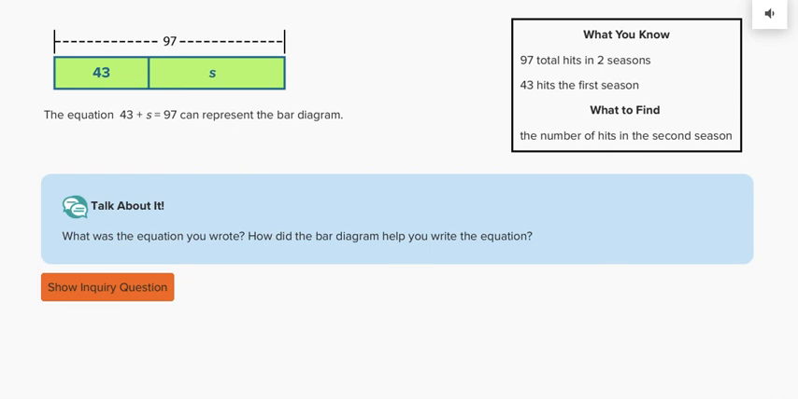Excellent. We can say that the bar diagram represents the equation 43 plus S is equal to 97. What was the equation we wrote? How did the bar diagram help you write the equation?